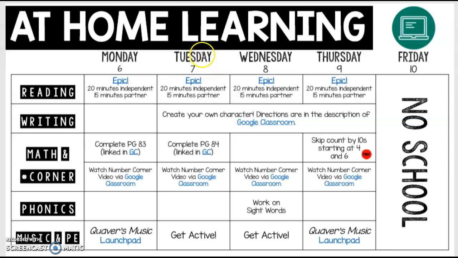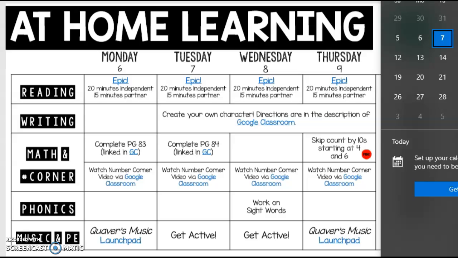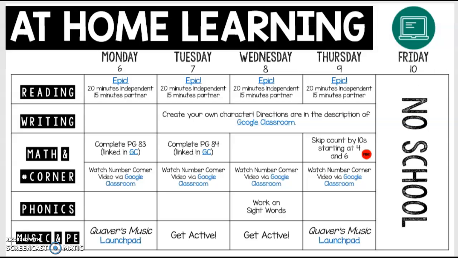So here we are on Tuesday, April 7th. Remember, there is 20 minutes of reading on your own, 15 minutes with a partner. You can definitely use Epic to read, or books at home. We are going to be creating our own character. So not next week, but the following week. So let me see what date that would be. That would be the 20th. So the week of the 20th, we are going to be diving into writing.